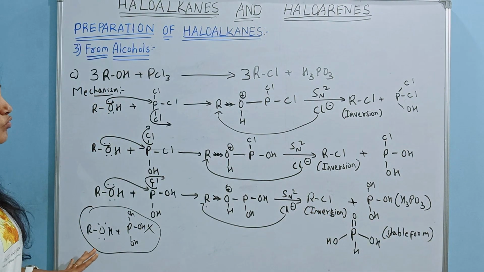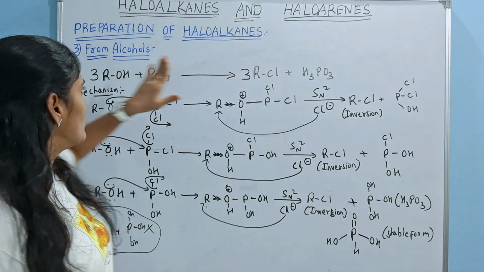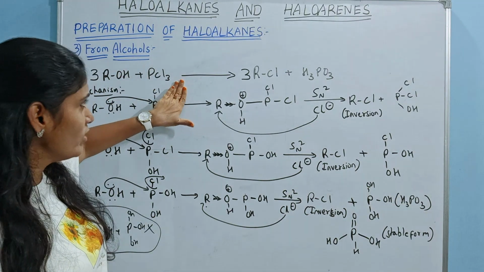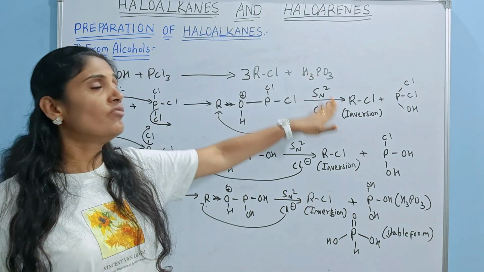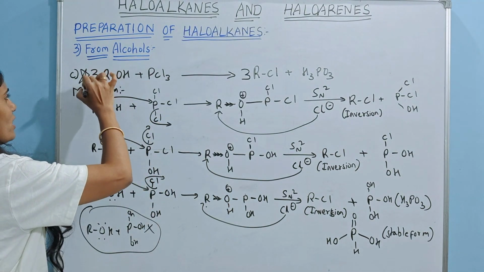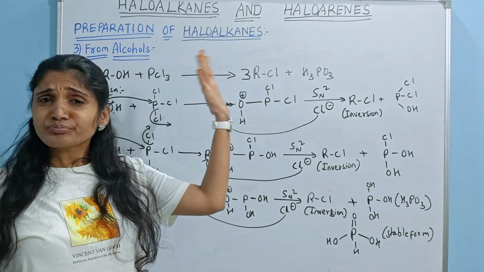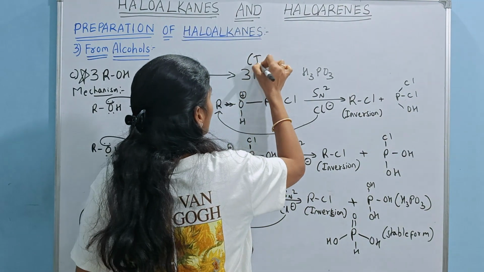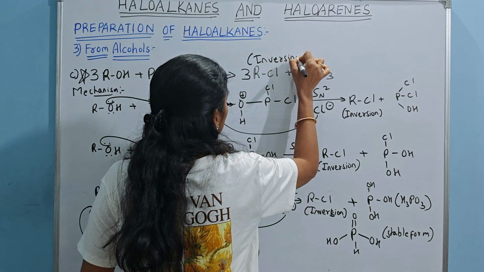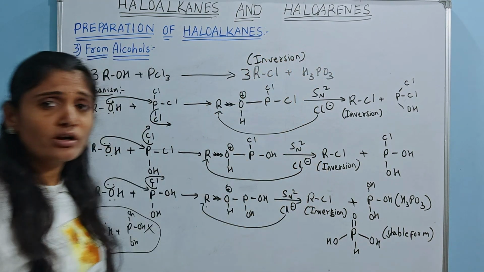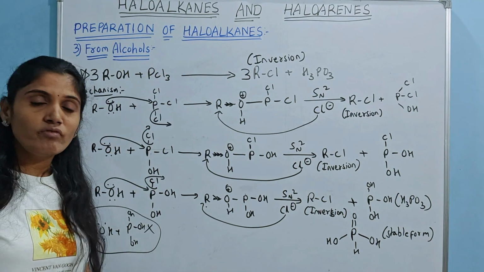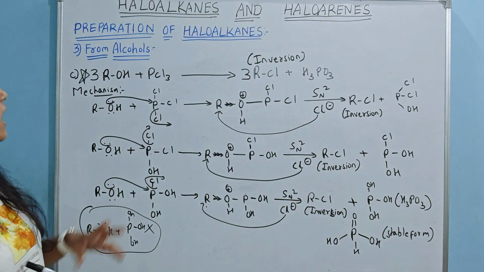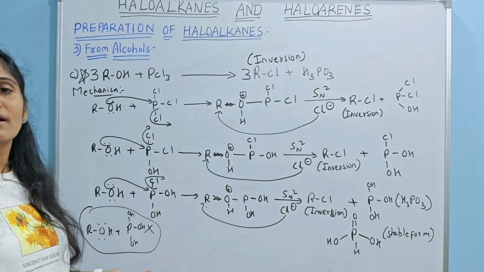So this is the mechanism involved in the formation of RCl from ROH. 3 moles of alcohol you can take and 1 mole of PCl3, forming 3 moles of RCl plus H3PO3. This is a very important reaction. Sometimes they will ask you the balancing part, and whatever RCl you are getting here is your inversion process, and the product is your inverted product. So it will have an inverted configuration when compared to your previous case. Clear? I clearly explained this when I was telling you about PCl5.